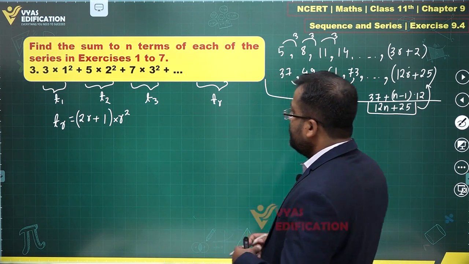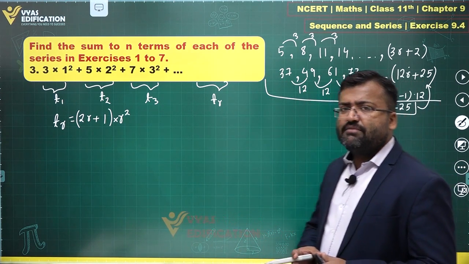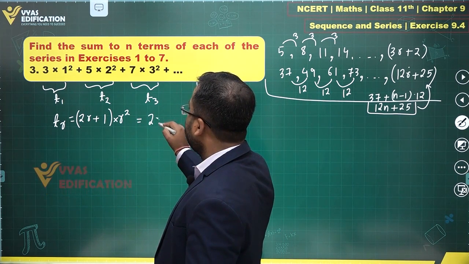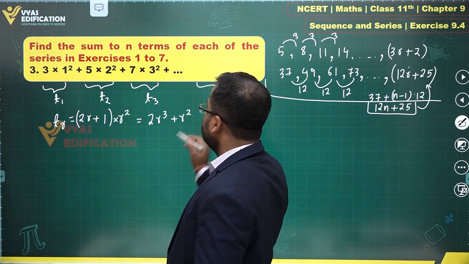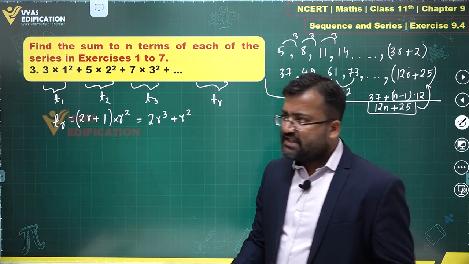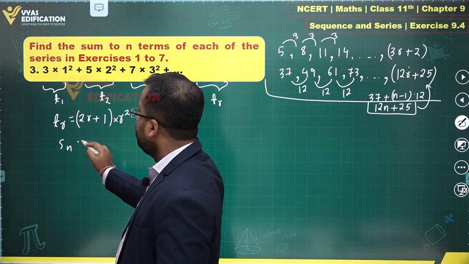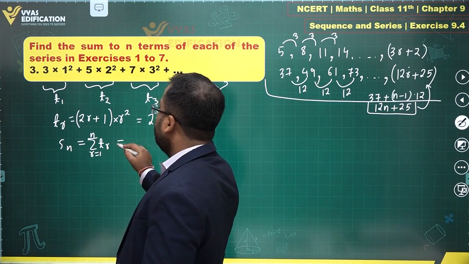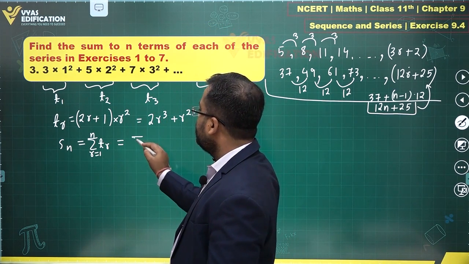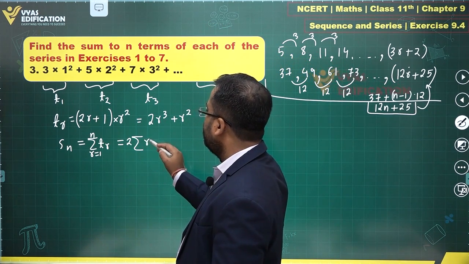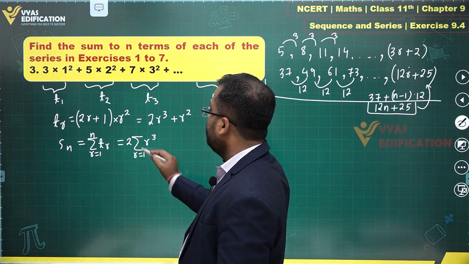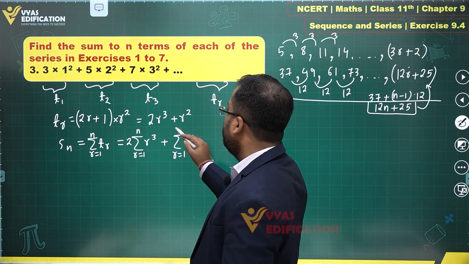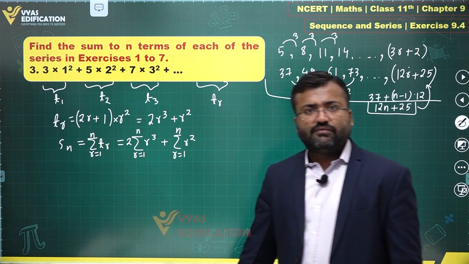Okay. So we have TR is 2r plus 1 times r square. Can I write it as 2r power 3 plus r square easily? Yes. And now I can apply summation easily. Yes. Sn will be sigma TR from r equal to 1 to n. What is that? That's summation 2r power 3, 2 comes out, r power 3 remains, r equal to 1 to n, plus sigma r square, r equals 1 to n. Is that okay? Yes.